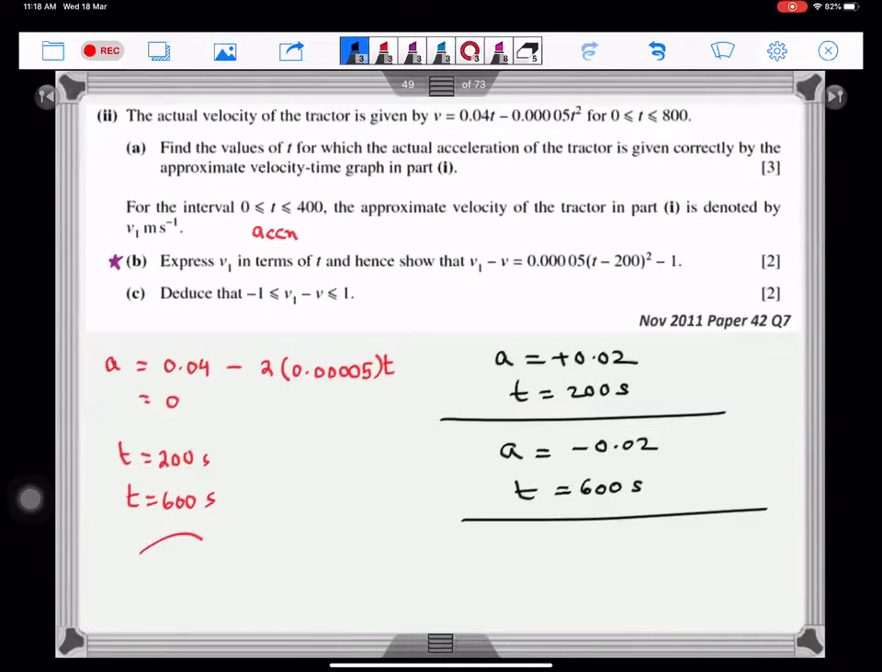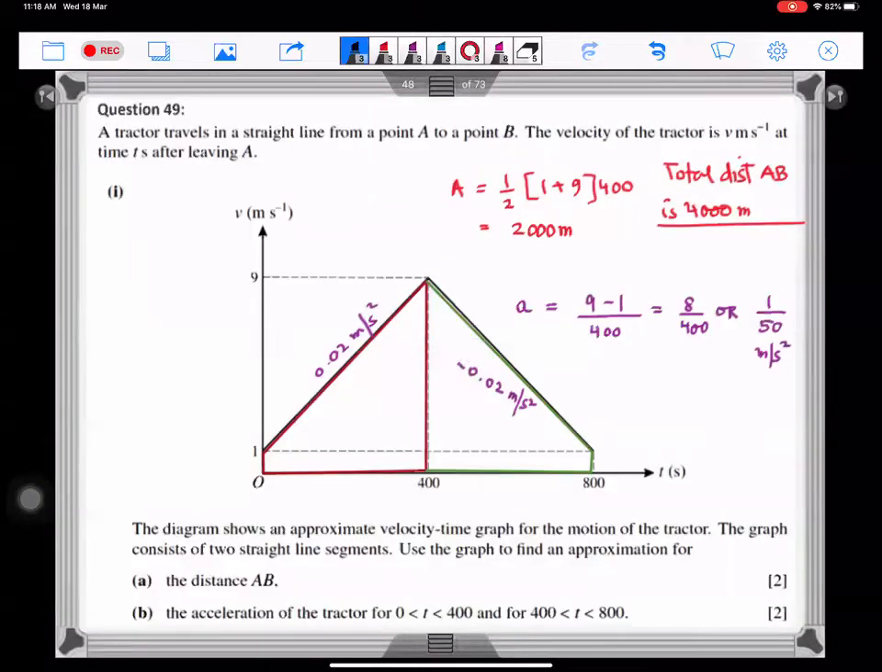For the interval 0 till 400, now I'm only focusing on the acceleration portion. The approximate velocity of the tractor is denoted by v1. Express v1 in terms of t. Now, how can I express velocity v1 in terms of t from this diagram? What kind of line is this? Is it a straight line? It's not a curve. It's a straight line. A straight line has an equation of the format y is equal to mx plus c. For the acceleration portion, I can see that the gradient is 0.02 and the y-intercept is 1.